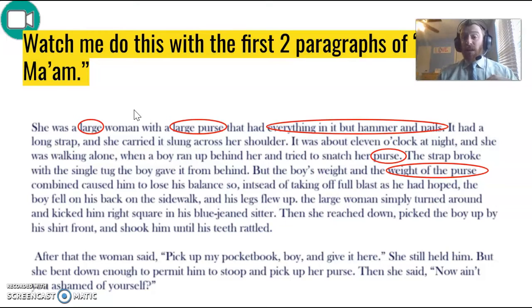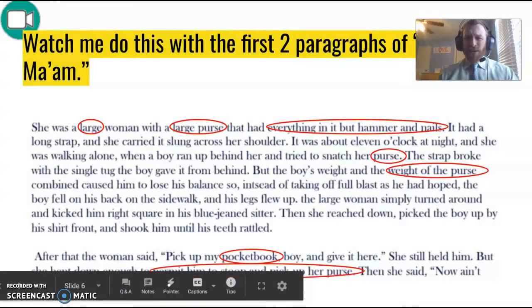Then she reached down, picked the boy up by his shirt front, and shook him until his teeth rattled. After that, the woman said, "Pick up my pocketbook, boy, and give it here." There's that pocketbook again. It's the purse. She still held him, but she bent down enough to permit him to stoop and pick up her purse. Oh, so okay, that's what's happening. Then she said, "Now ain't you ashamed of yourself?"